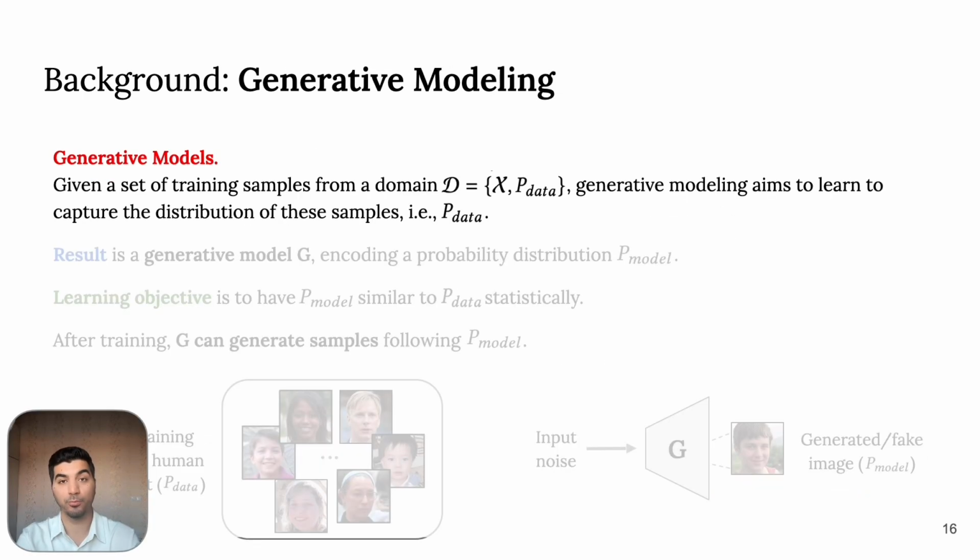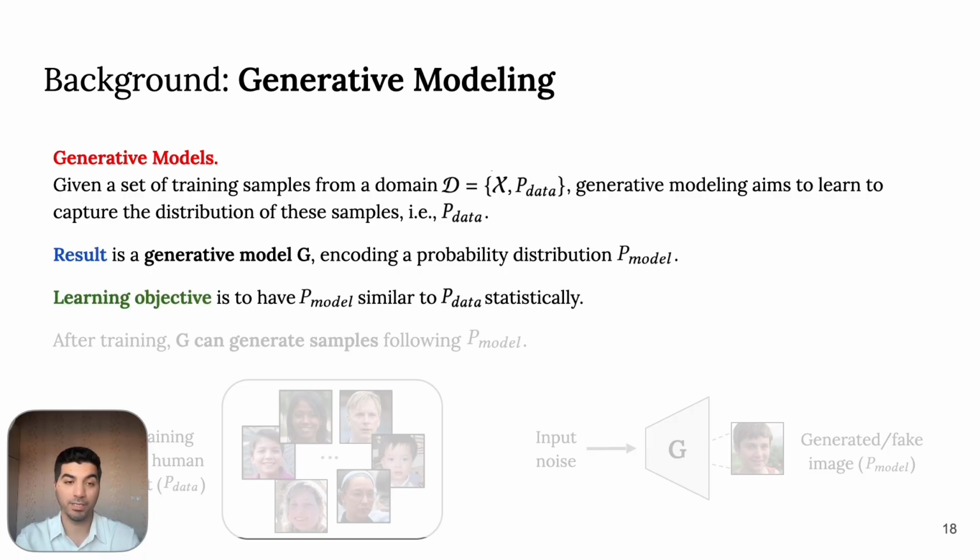After defining domain, we define generative modeling. Given a set of training samples from a domain, meaning that we have a set of training samples that follow this distribution, generative modeling aims to learn to capture this distribution of the data. And the result is a generative model. We usually denote it by G, which encodes a probability distribution. And we denote this probability distribution by p model.